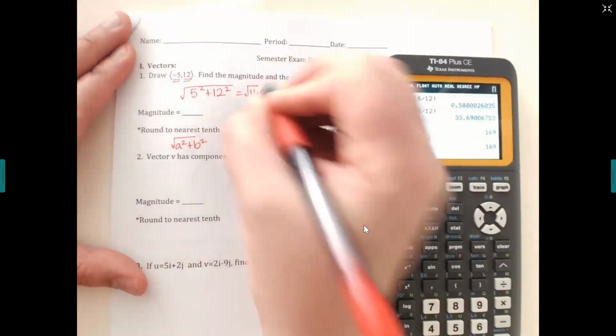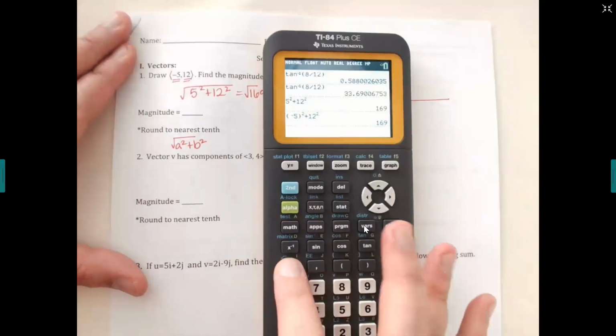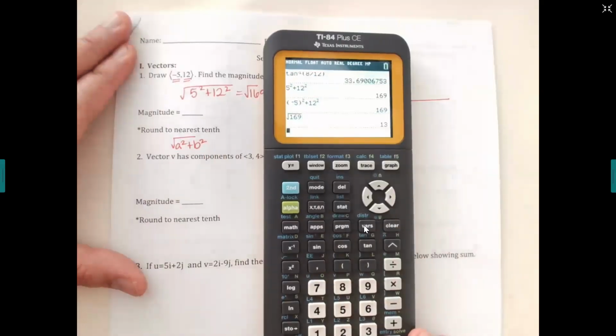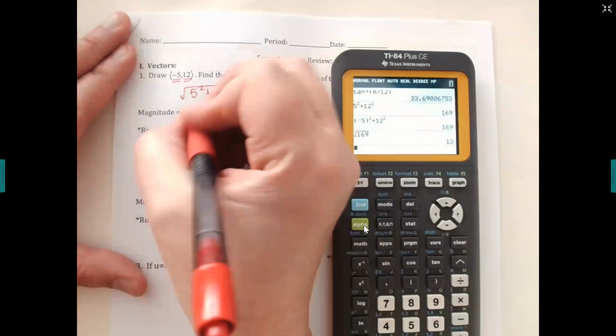And then I just want to check and see if that comes out to a whole number or if I'm going to have to round it. The square root of 169 comes out to 13.